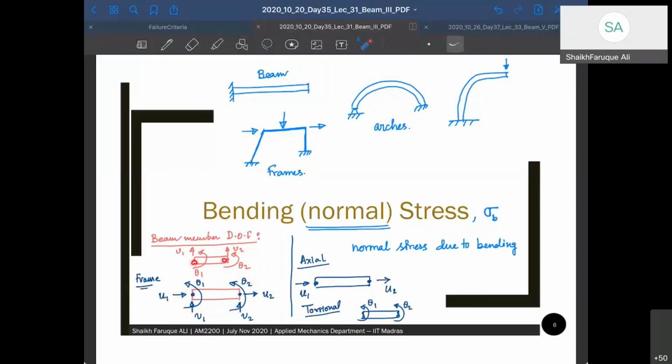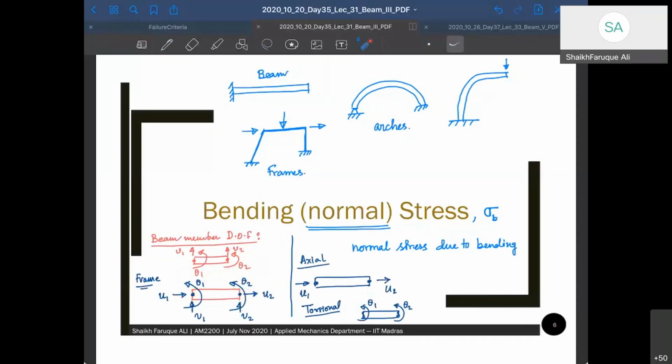But in a frame structure, there will be a difference between these two points in the longitudinal direction also, apart from V1, V2, and theta 1, theta 2. So point B can have extra rotation with respect to point A. Point B can have a vertical or transverse deformation different from point A. Point B can have a longitudinal (axial) deformation different from point A. Whereas in a beam structure, it's not going to happen that way.